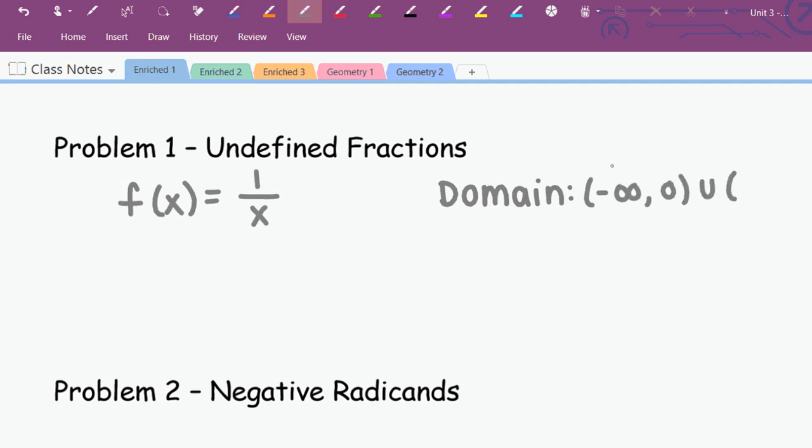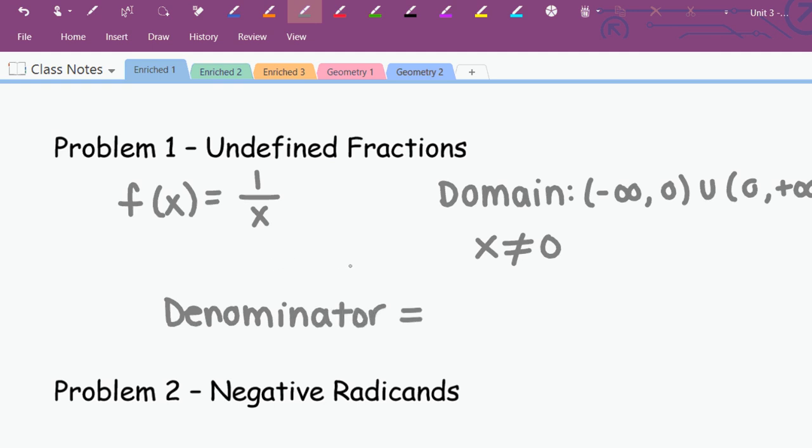You're indicating what value cannot be in the domain. Yeah, we know that x cannot equal 0. That would cause you to have an undefined fraction. The only problem happens when the denominator equals 0. Do we have questions on that part?